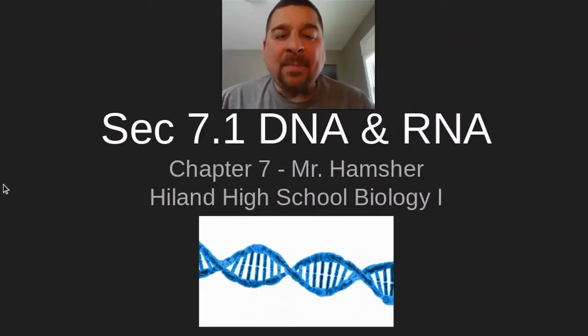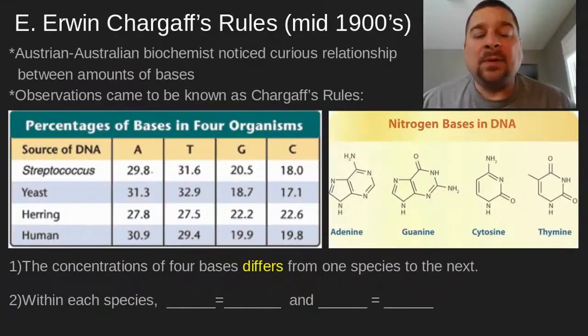Hey, Hammy here, back with part 3 of section 7.1, in which we're going to look at finally the discovery of DNA part 2, when we finally get to figure out the structure of this DNA molecule. Before we actually get to Watson and Crick, there are a few people leading up to their discovery that contributed to how they figured out the final structure of DNA.